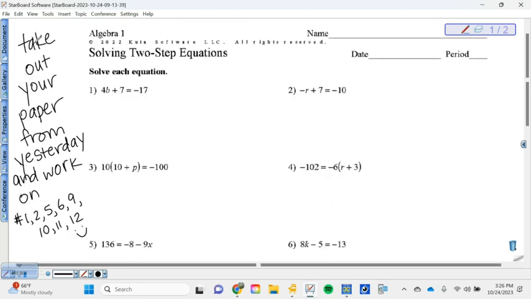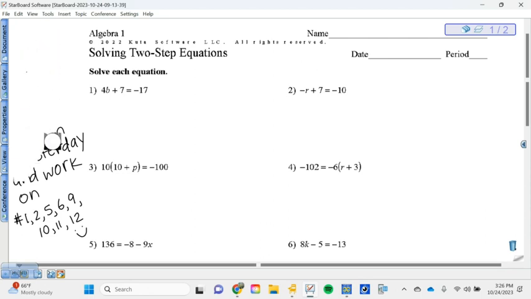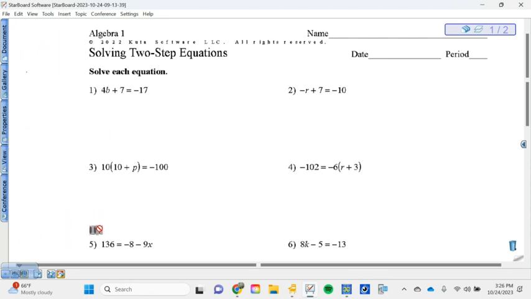Leland, let's take out our paper from yesterday. I'm going to just erase this because we don't need that anymore. And we're going to go through some of these problems. I'm going to do the odds with you, and I'll have you do the evens. We'll do them together on the whiteboards. So we're still going to use the whiteboard. So let's look at number 1. So we don't just have one operation here. We have 2 operations now. We talked about this yesterday.